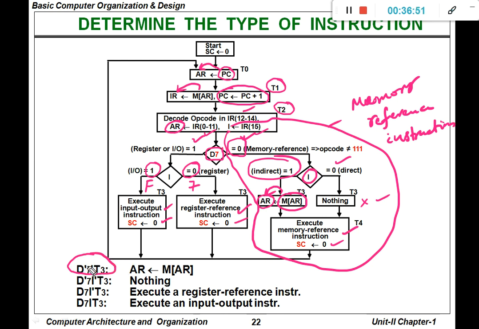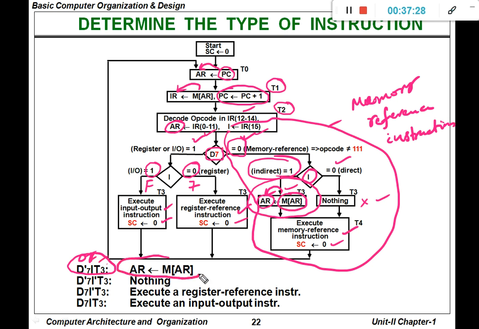Okay. Now, based on the value of D7, I, T3, we can determine the particular operation. If D7 dash, that is, if I is equal to 1, then based on the I value and T3 value, we are going to perform this particular operation. Okay. So here D7 dash means D7 is equal to 0, I value 1, and at time T3, we are going to perform this operation, AR assignment M of AR.